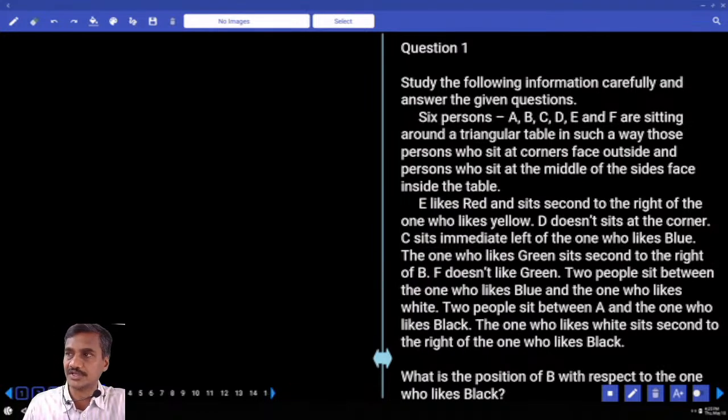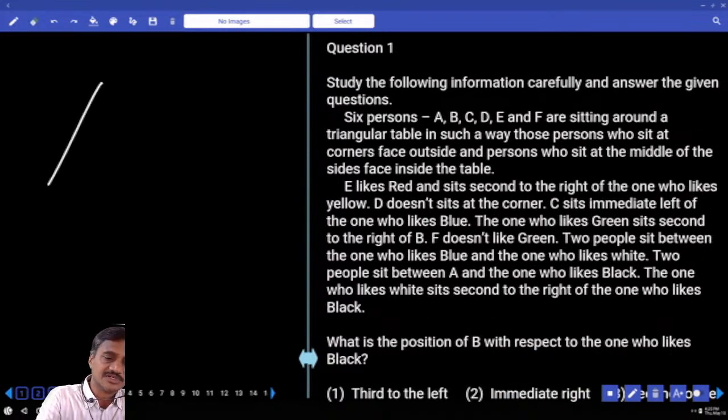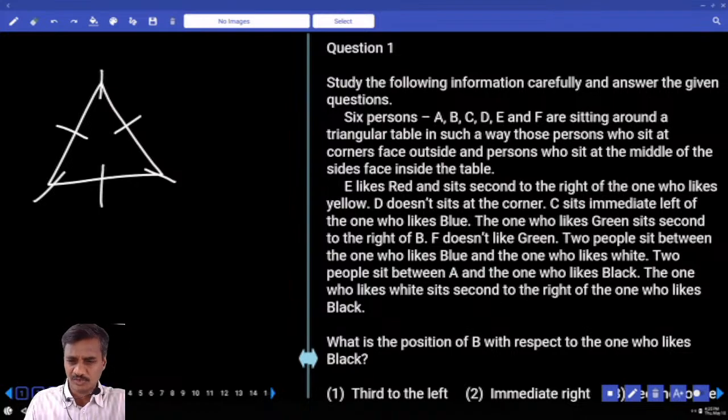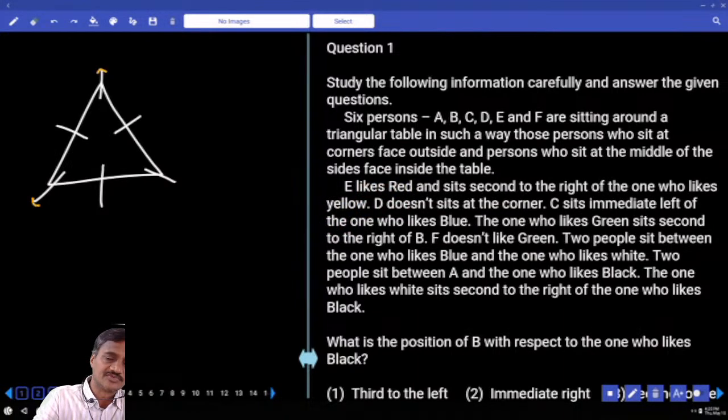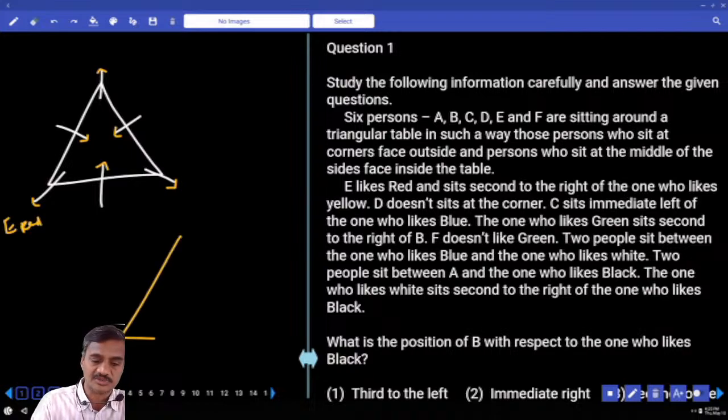And how many questions are there under this? 4 questions. Now there are some 6 persons A, B, C, D, E and F, and they were seated around a triangular table, 3 at the corners and 3 at the center. Then the ones seated at the corners are facing away from the center. Now these 3 persons are facing away from the center, and the remaining persons are facing towards the center. And next one, E likes red and sits second to the right of the one who likes yellow. Now E likes red. Now the position of E is not given. Now can you take E at this corner or E can be at the center? Isn't it? Hence there are 2 possibilities in this case.